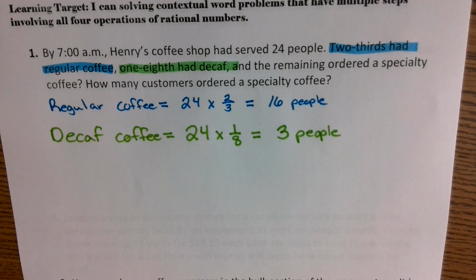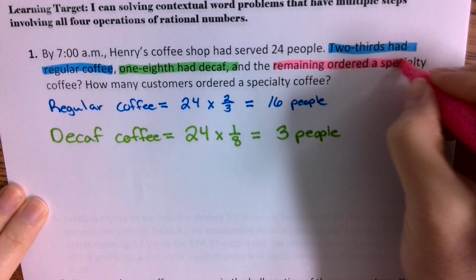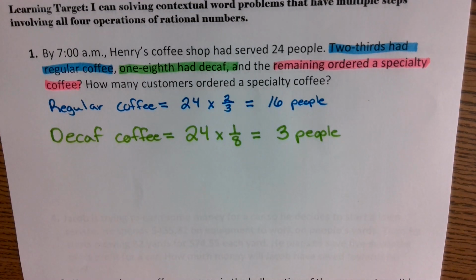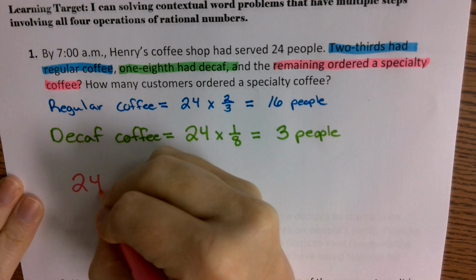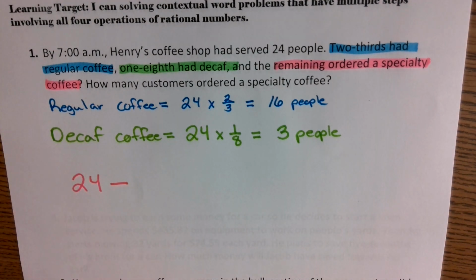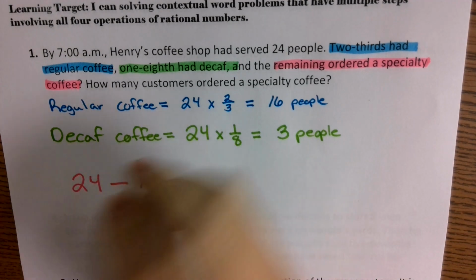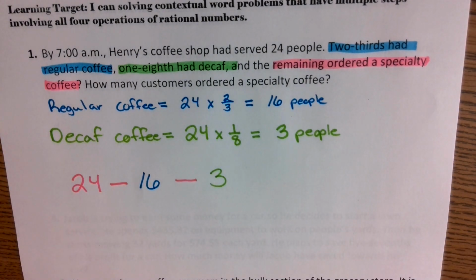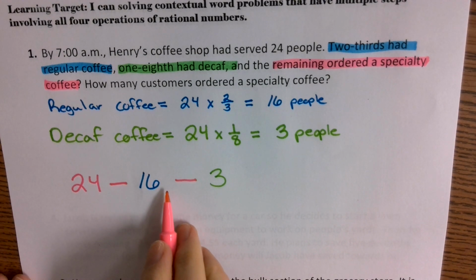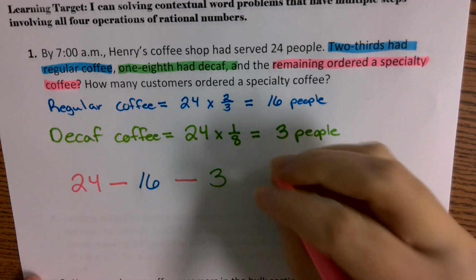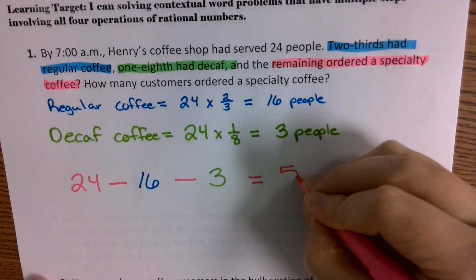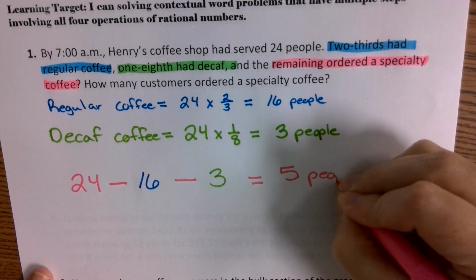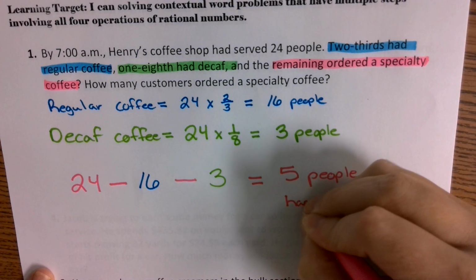And now it says that the remaining amount of people had specialty coffee. So I'm going to take how many people there were, 24, and subtract my regular coffee and subtract my decaf coffee. What's remaining is going to be my specialty coffee people. So if I do 24 minus the 16 and minus the 3, Natalia, what do I get? 5. So we have 5 people who had specialty coffee.